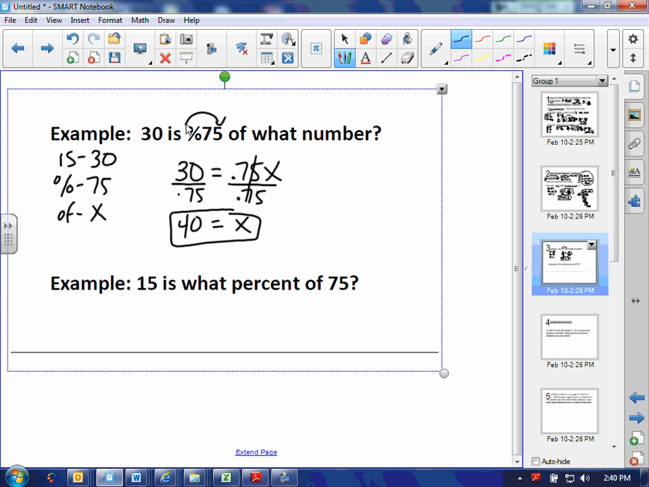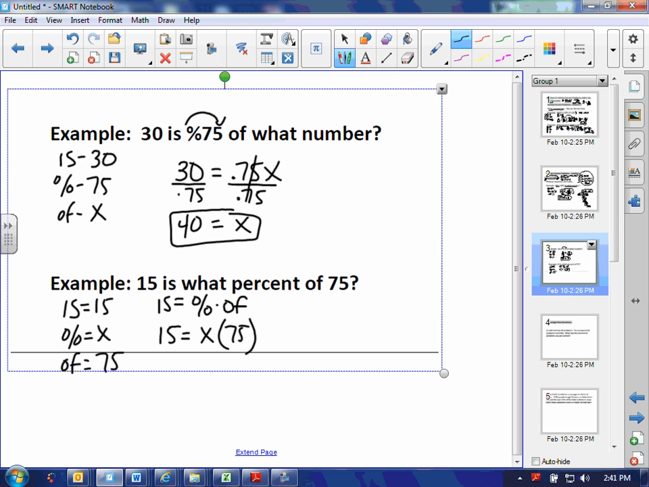Okay? And I'll do one more. 15 is what percent of 75? Again, it helps me labeling my is, my percent, and my of. 15 is what percent? We don't know our percent. You don't see a percentage symbol even in our problem. So 15 is a percentage or a portion of this 75, which 75 is the total, 15 is the portion. Okay? Again, using the equation, is equals percent times of. Let's plug it in. 15 is equal to, we don't know the percent. Our of is 75. Again, this is identical to what we did up top.